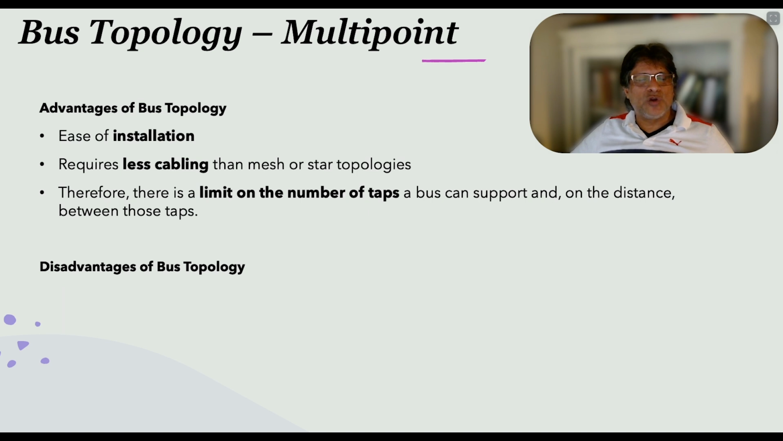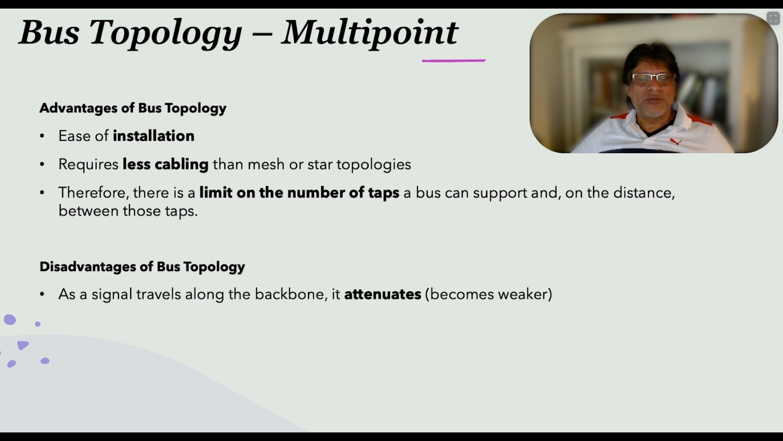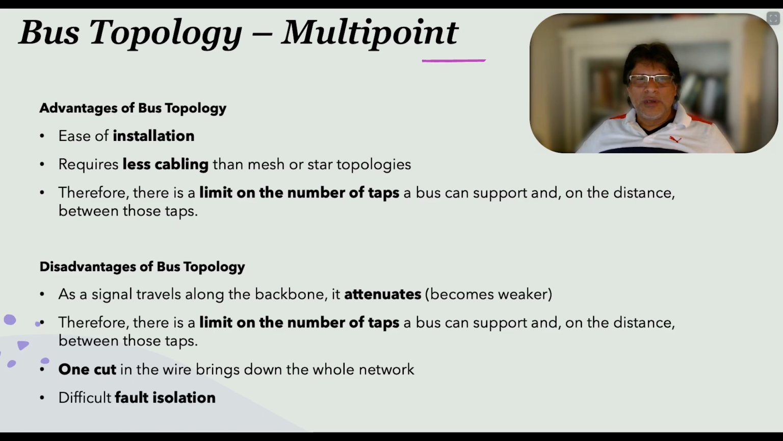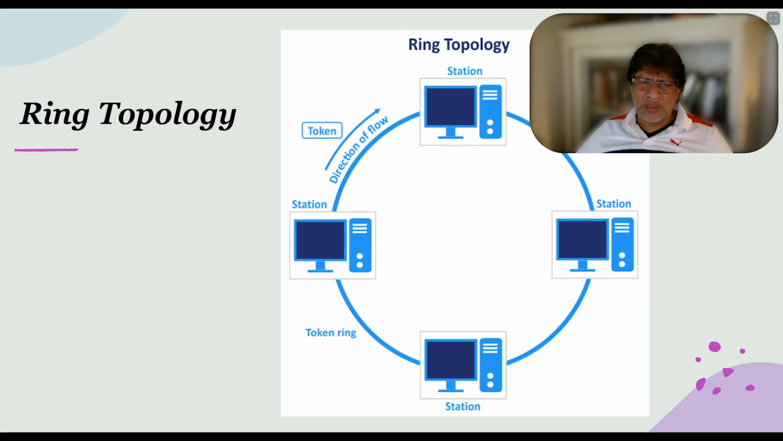As the signal travels along the backbone, it attenuates and becomes weaker. Therefore, there's a limit on the number of taps a bus can support and on the distance. One cut in the wire brings down the whole network. The other topology, which is no longer in use, is the token ring.